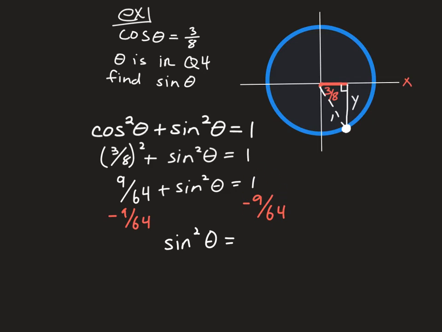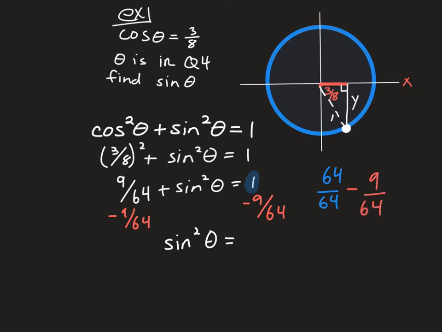Let's go ahead and think of this value of 1 as having a common denominator of 64. So I'm going to think of that 1 as really 64 over 64, because that would be the same as 1. And then I'm going to go ahead and subtract that 9 over 64.